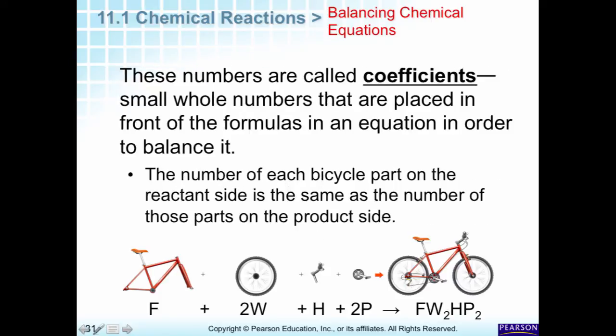So what do we call these? We call them coefficients. Just like, I think you do that in Algebra 2, like 2x, 3x. They're coefficients. They're small whole numbers that multiply. So 2 times W, there's 2 wheels. There's 2 pedals. They help us balance the equation.